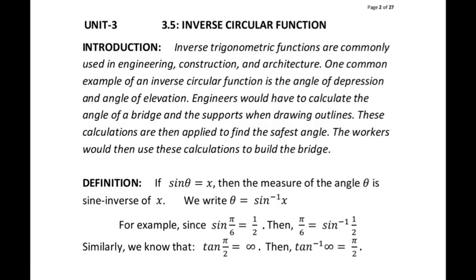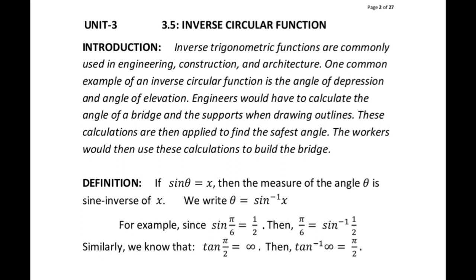Inverse trigonometric functions are commonly used in engineering, construction, and architecture. One common example of an inverse circular function is the angle of depression and angle of elevation. Engineers would have to calculate the angle of a bridge and supports when drawing outlines. These calculations are then applied to find the safest angle. The workers would then use these calculations to build the bridge.